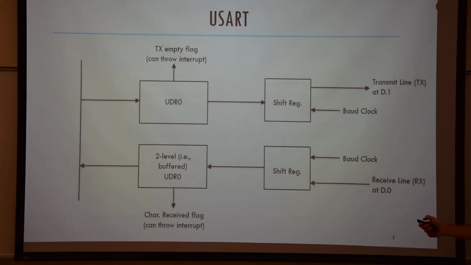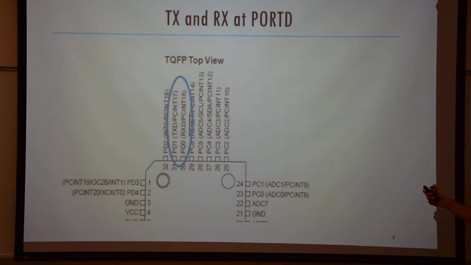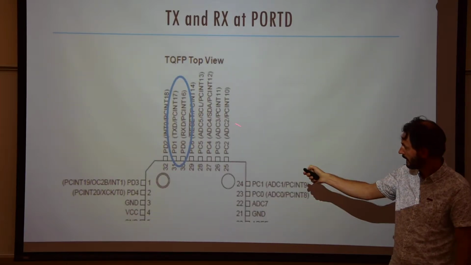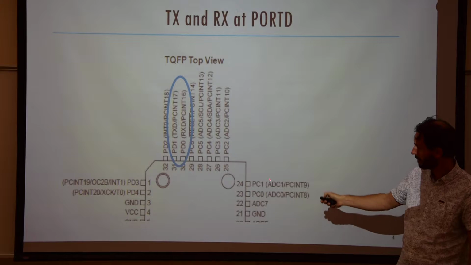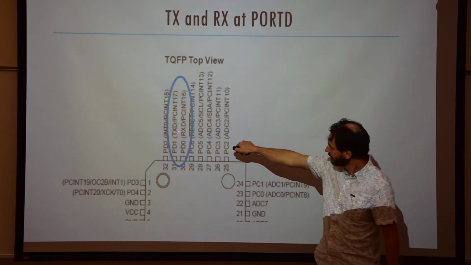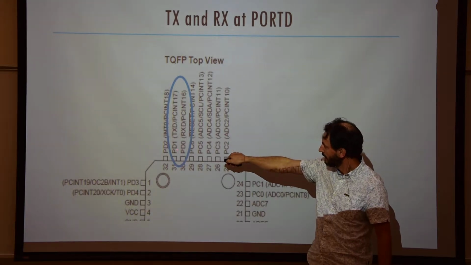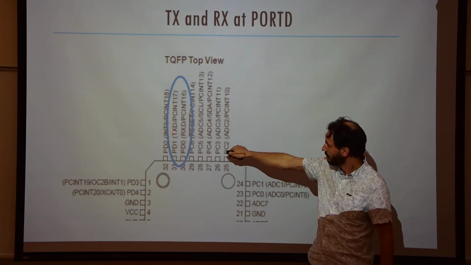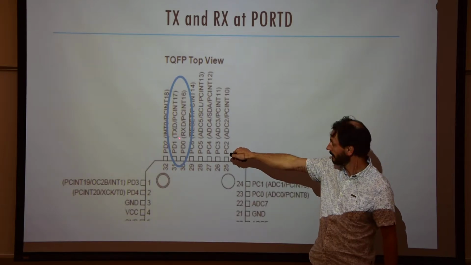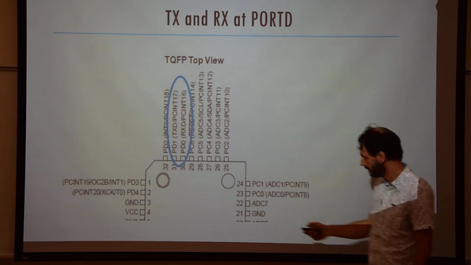But before we go there, if you look at the data sheet, you will see the abbreviations TX and RX. Now, which pins are actually used for those two lines? Well, if you look at the data sheet, the general picture of the microcontroller, you will notice that the TX appears here and the RX appears here. So the D1 pin is the one that you should connect to the transmission line, and the D0 should be connected to the receive line.